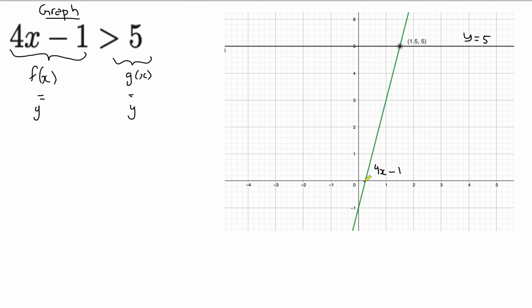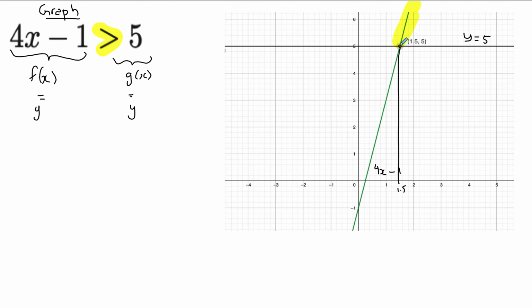When is the y value of this graph bigger than 5? And it immediately starts here. So these are the parts I'm looking at. So this is when my 4x minus 1 is bigger than y equals 5. So you can think of it as an inequality, or you can just immediately look at the graph. When is this graph bigger than my other graph? And it precisely starts when x is equal to 1.5.